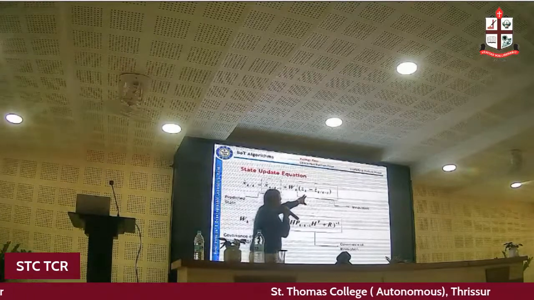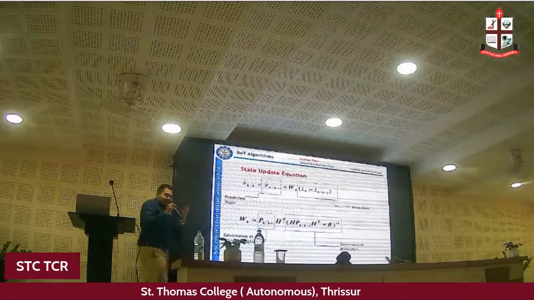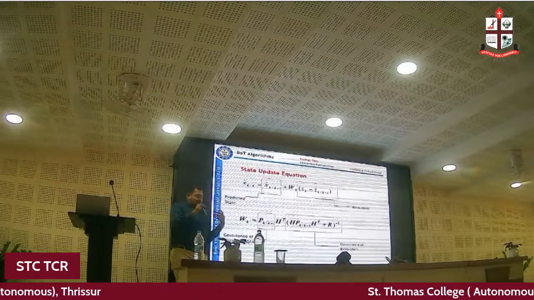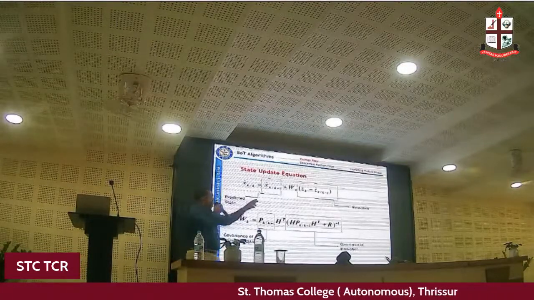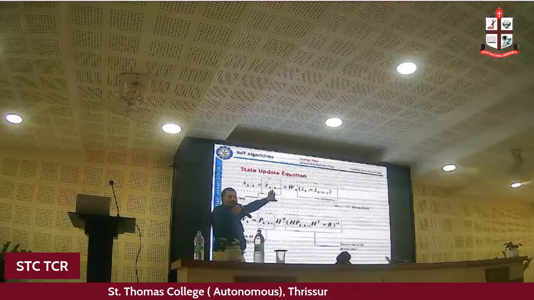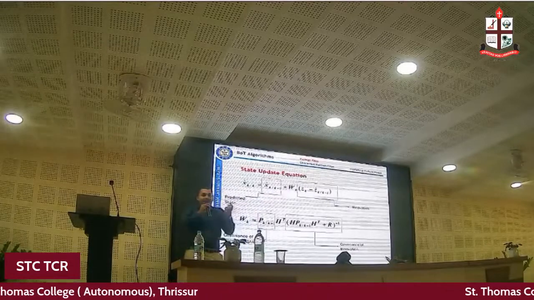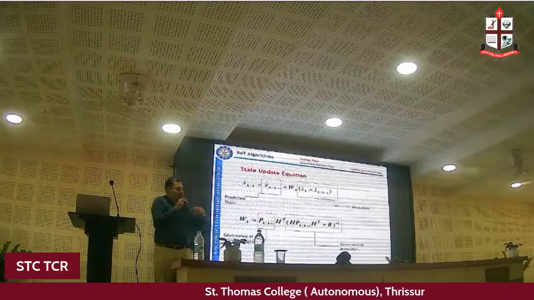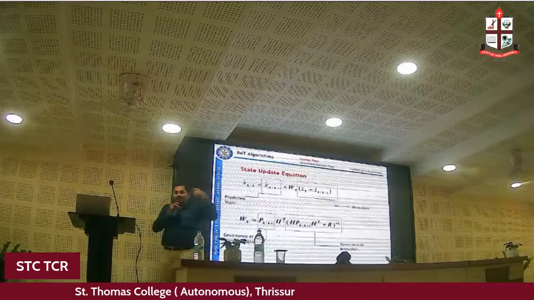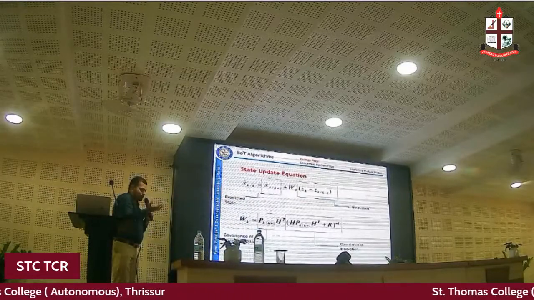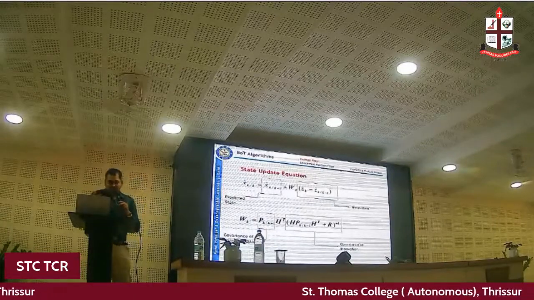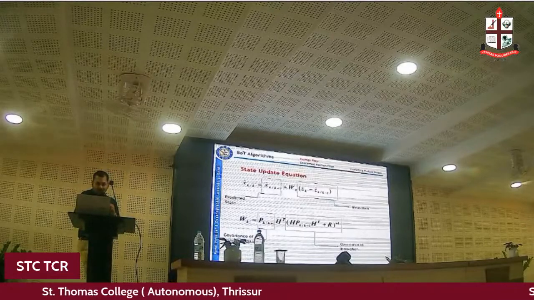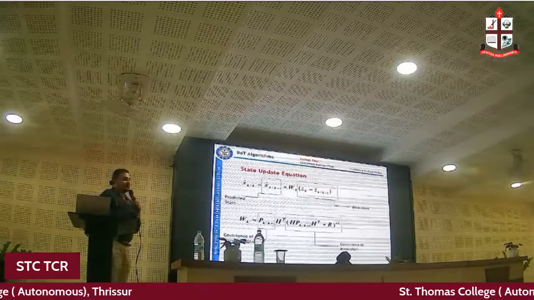Now what happens if this error becomes large? If the error is large, this denominator term will be large, and this weight will become less. So you will be relying more on the predicted state. If the error is large, we don't want to absorb that, so this weight becomes small. So you are relying more on the predicted state, in our model you are going to give more importance to it. That is just the intuitive explanation of this Kalman gain. So this is how this Kalman filter works.